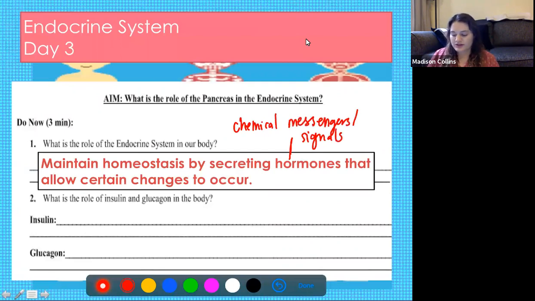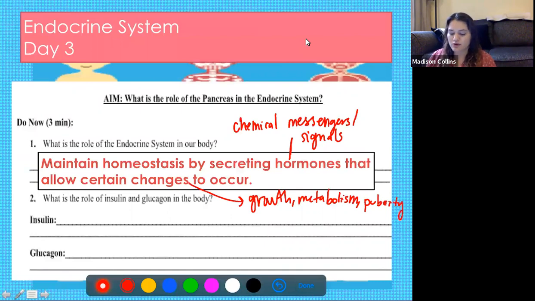And remember that the endocrine system has control over changes such as growth, metabolism, puberty, etc. All of those things are controlled by your hormones and therefore by your endocrine system.